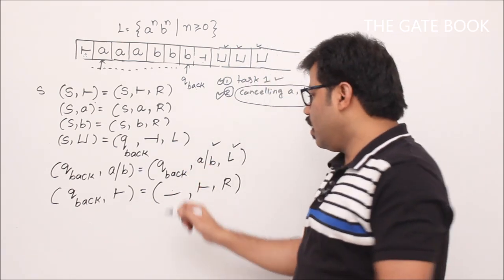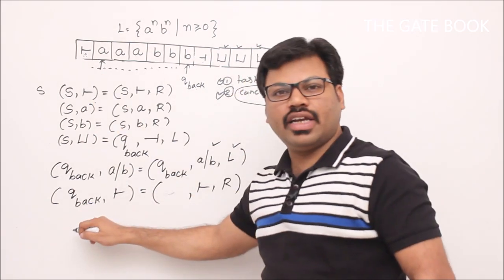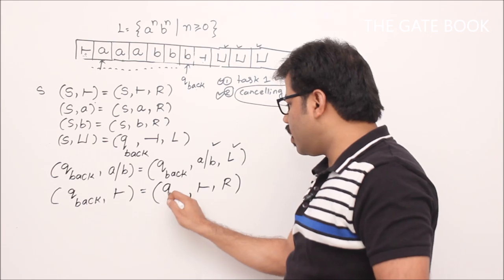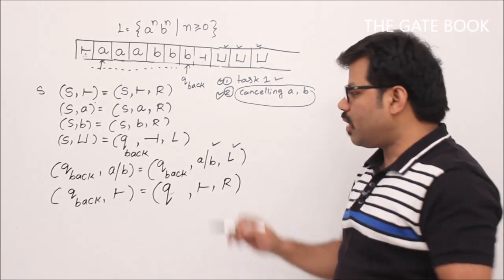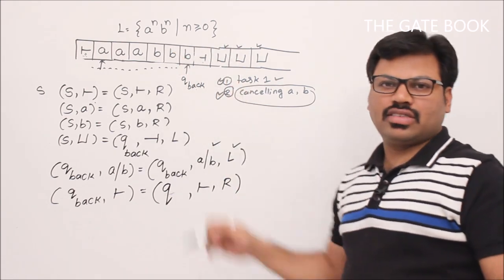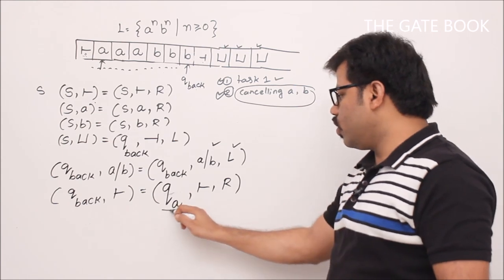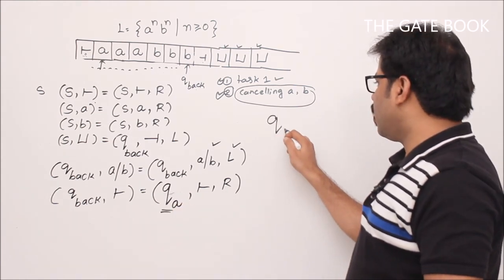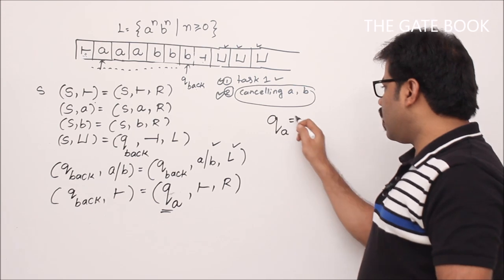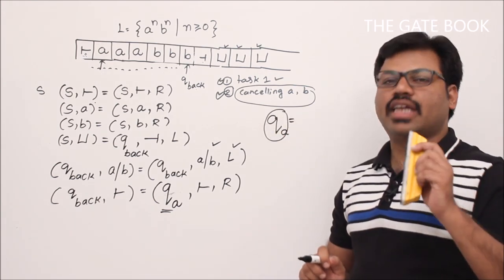That's why at this moment, whenever I see the left hand marker when I'm in the queue back state, I want to change my duty. What is my job now? I'm giving the job to someone who can cancel A's and B's. Let's give that to Mr. QA. Who is QA? He is a new behavior. Mr. QA, your behavior is very simple. You have to search for A. When you get that A, please cancel it.